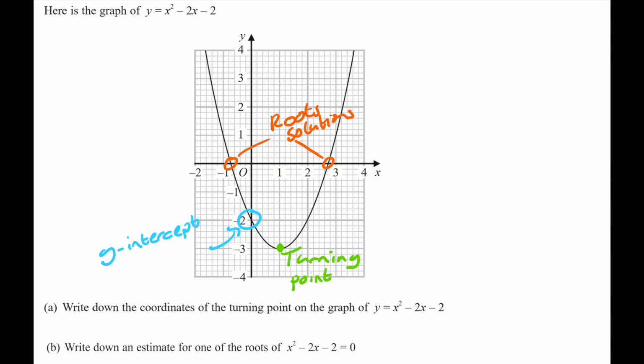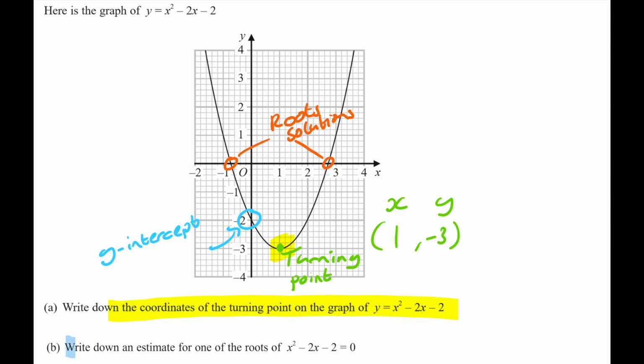Question A asks us to write down the coordinates of the turning point, and the coordinates of the turning point are that point there. When we find coordinates, the x-coordinate comes first and then the y-coordinate. The x-coordinate for this is 1 and the y-coordinate is -3. So your answer is (1, -3).